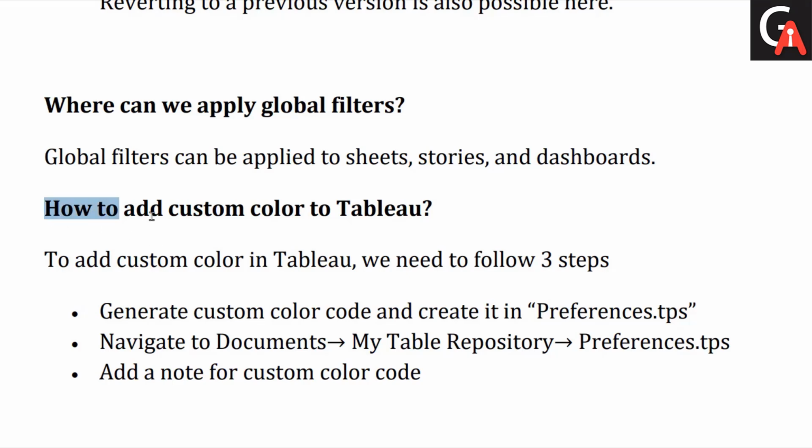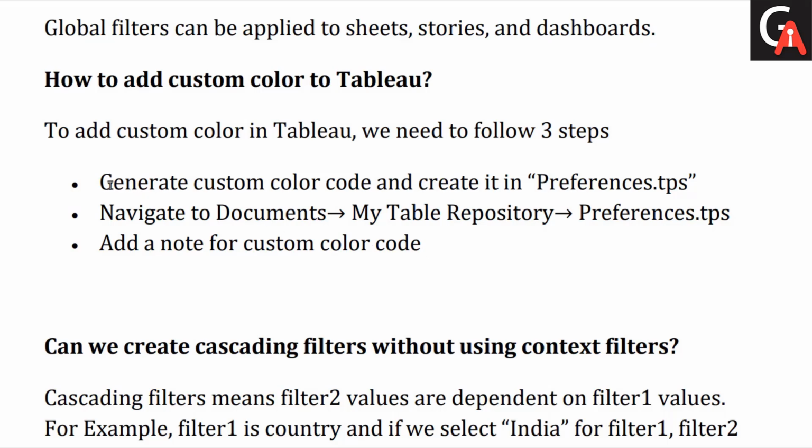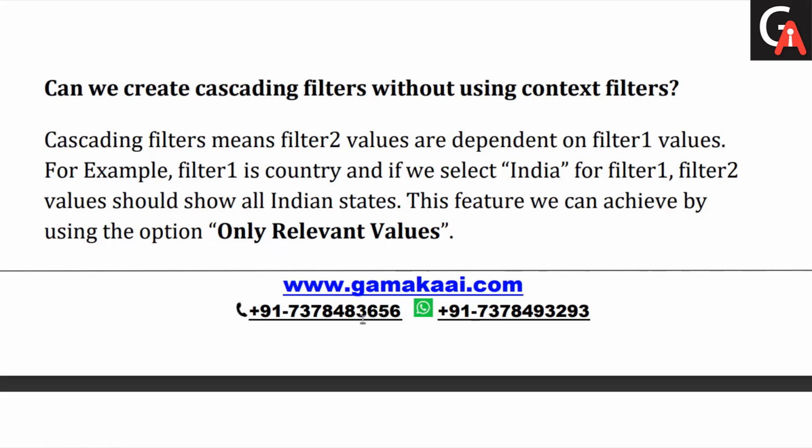Next, how to add a custom color in Tableau? To add a custom color in Tableau we need to follow three steps. The first step is to generate a custom color code. Then navigate to Documents, where you will find My Tableau Repository, and in it the Preferences.tps file. In that Preferences.tps file you add the custom generated color code. That's how you can create a custom color in Tableau. Clear?